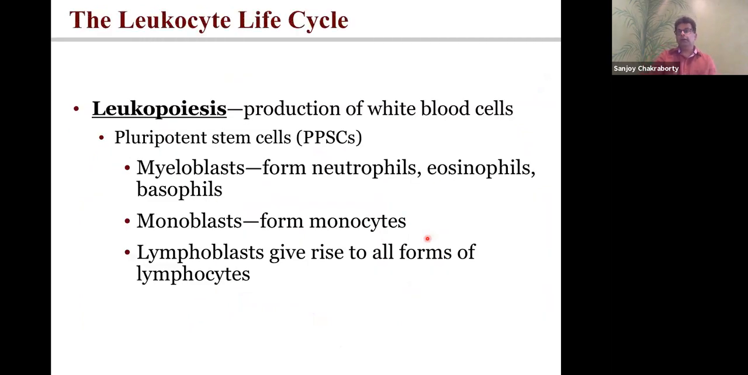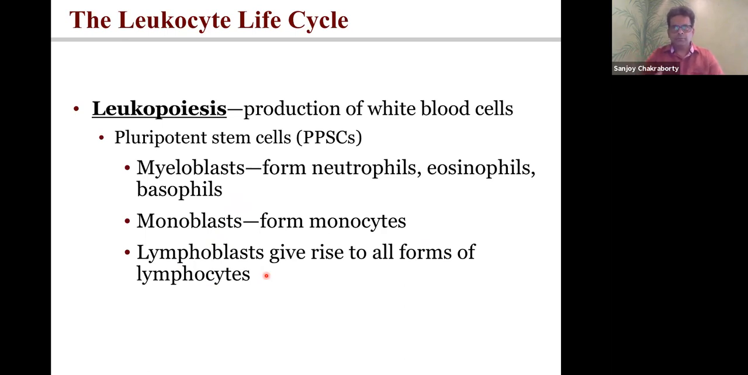Leukopoiesis is the production of white blood cells. Remember, hemopoiesis is the production of blood cells, and it has two different branches: erythropoiesis and leukopoiesis. Erythropoiesis happens from myeloid stem cells. Leukopoiesis also happens from pluripotent stem cells. Some of them are called myeloblasts, some monoblasts, and some lymphoblasts. They are technically known as CFU, colony forming unit, meaning they produce a separate set of cells.